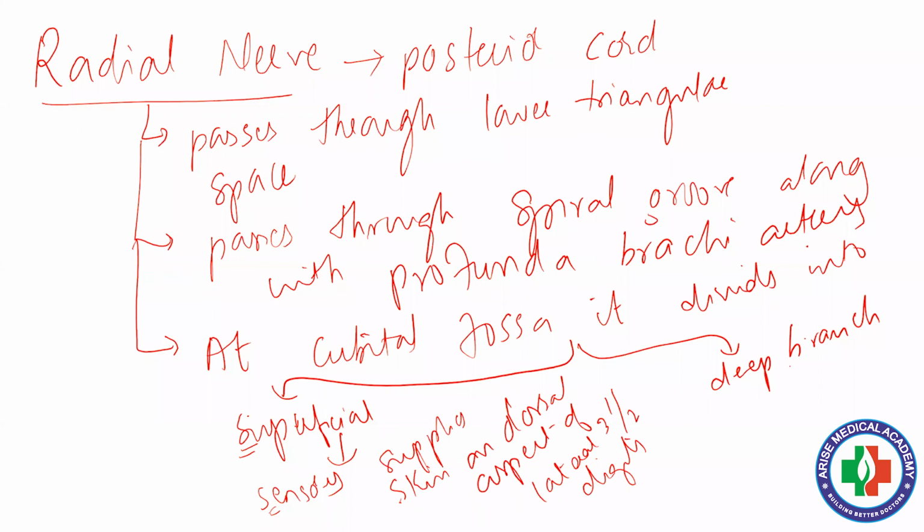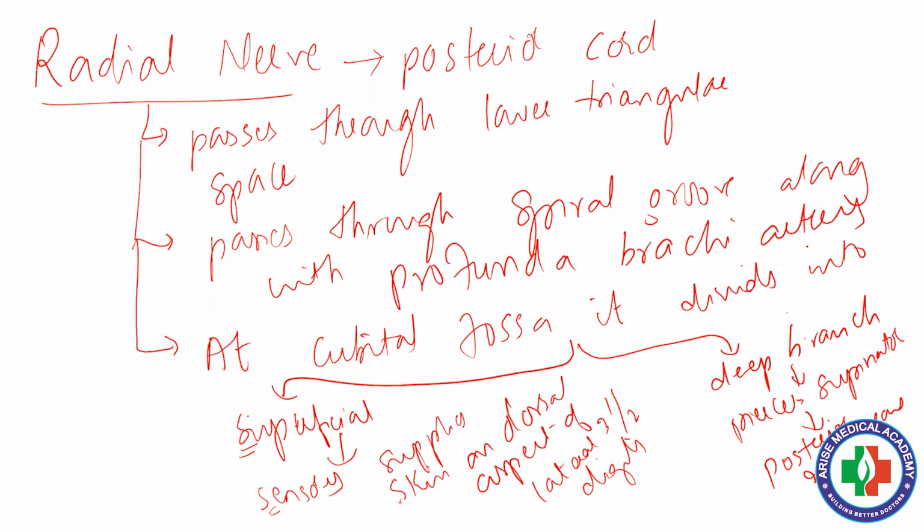The deep branch pierces supinator, supplies supinator, and becomes what is called the posterior interosseous nerve. I need you to understand this, guys. The posterior interosseous nerve is nothing but a branch of the radial nerve. After it pierces the supinator muscle, it is called the posterior interosseous nerve.